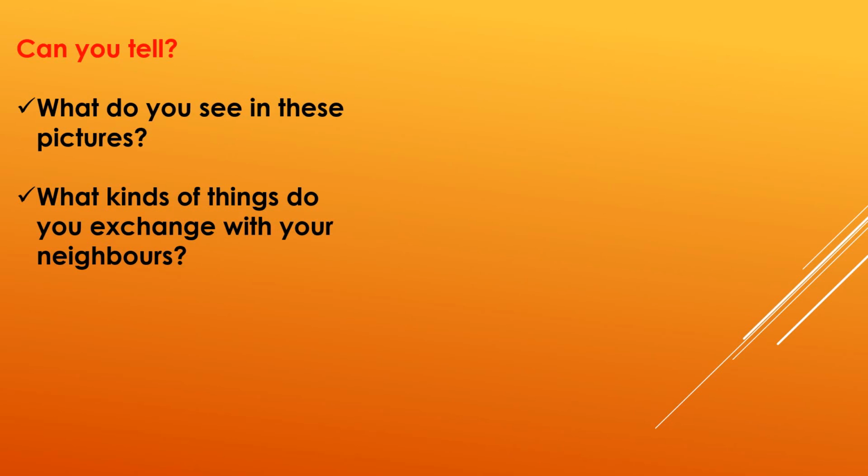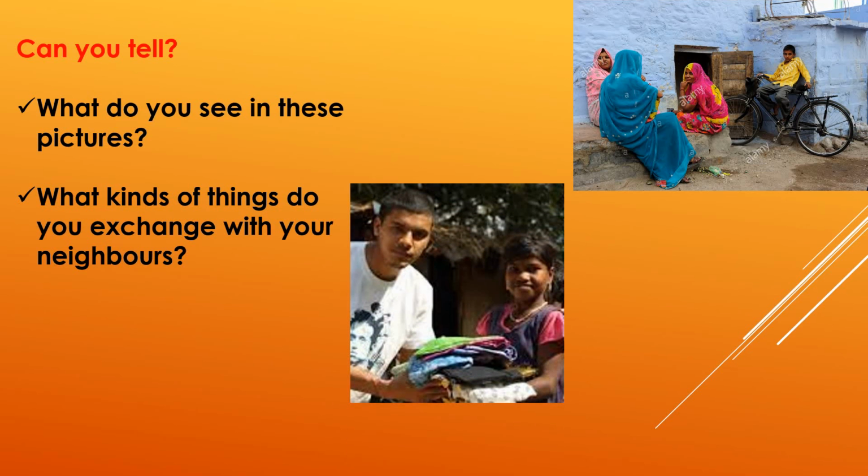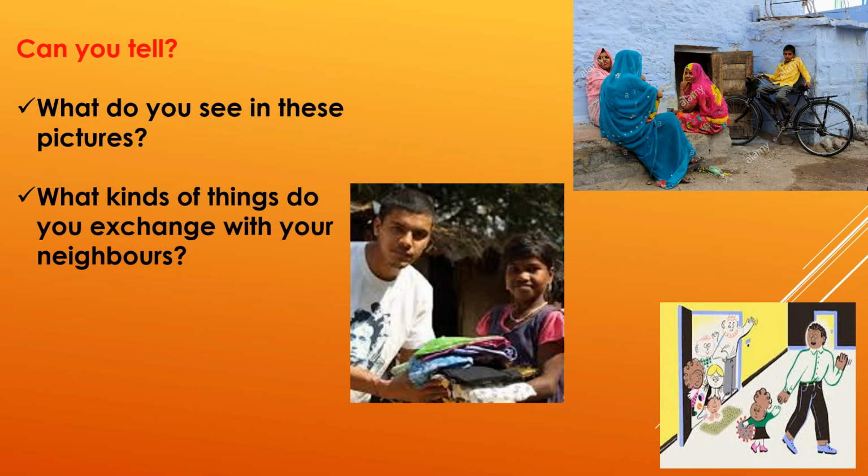The ladies are sitting together and talking together, and the boy beside the ladies is admiring them. In the second picture, we can see that there is an exchange of clothes done by the neighbor. In the last picture, we can see that a girl who is with a father was at a neighbor's place as their parents were late to come home from the office.